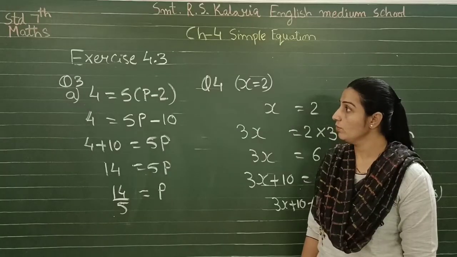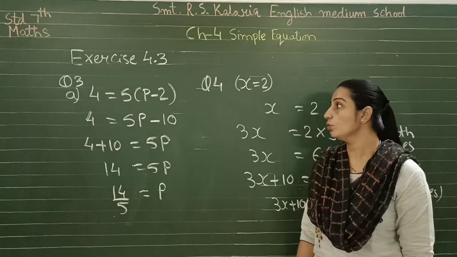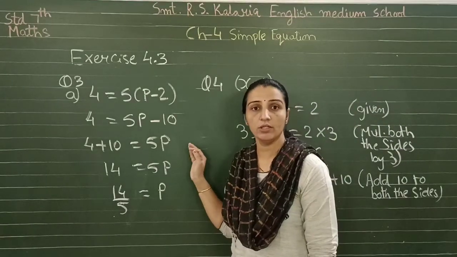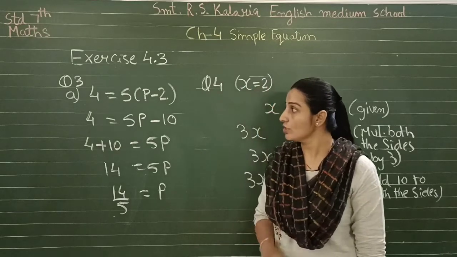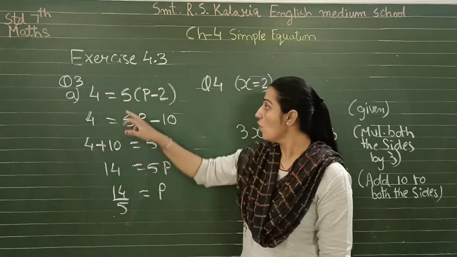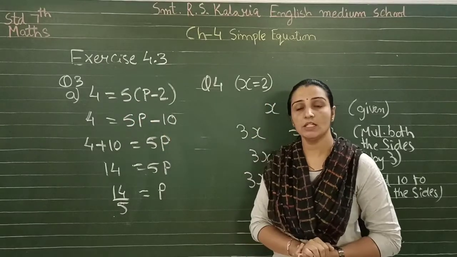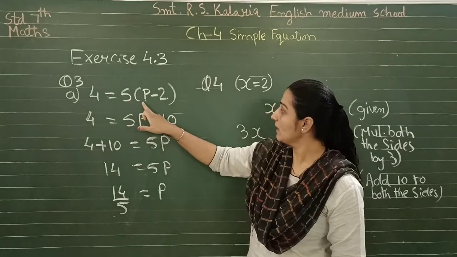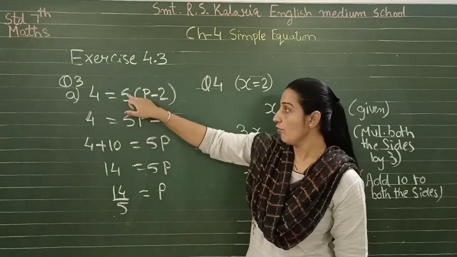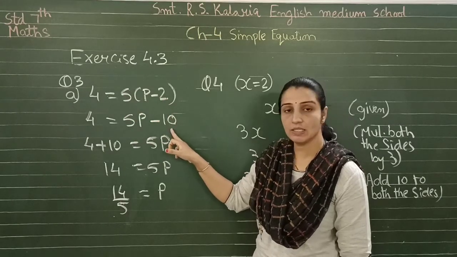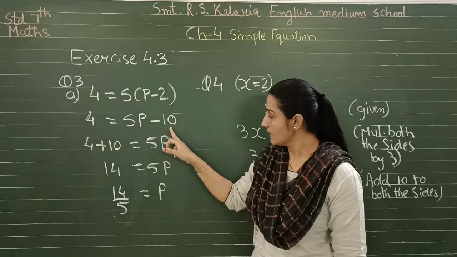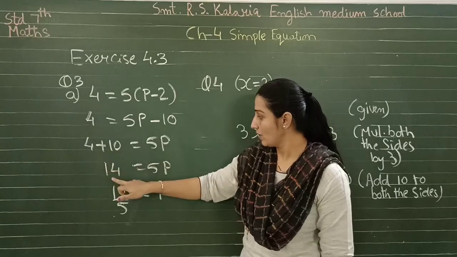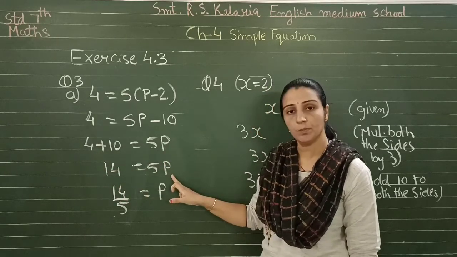Question 3 is to be done with the same transposing method, but to confuse you, they have given the variable on the right hand side, but the method remains the same. Here the question is 4 is equal to 5 bracket p minus 2 bracket closes. First we will solve the bracket, that is 5 multiplied by p is 5p. 5 multiplied by minus 2 is minus 10. This minus 10, when it goes to the other side, becomes plus 10. 10 plus 4 is 14 is equal to 5p.